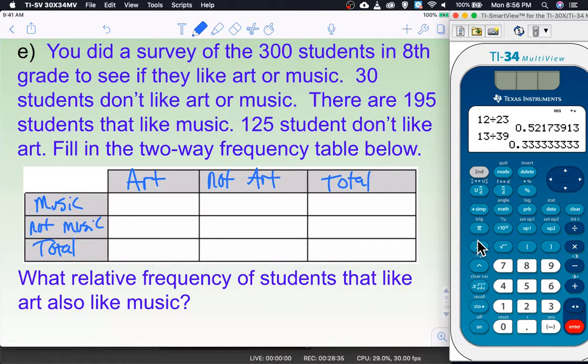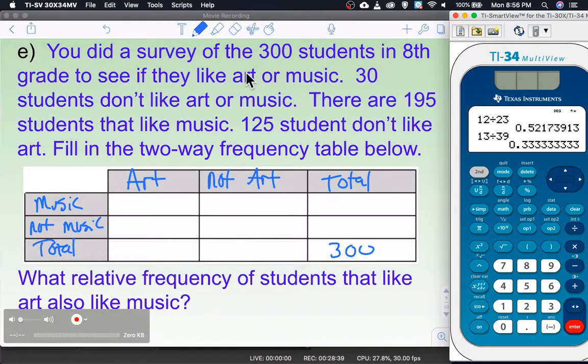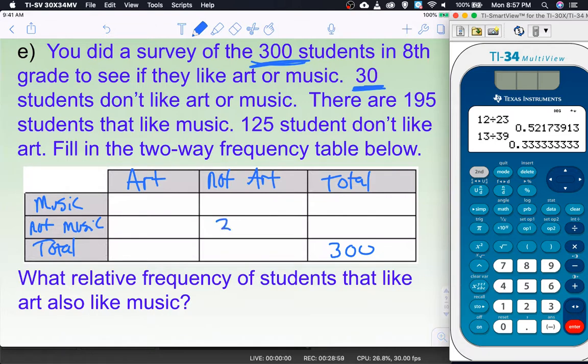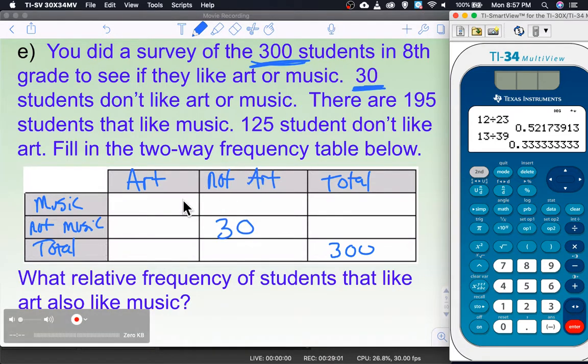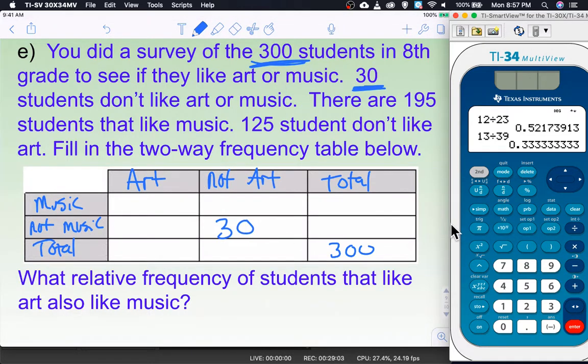So things I know: there are 300 total people in this survey. You did a survey of 300 students. That is my total. The total of everybody is 300. I know 30 students don't like art or music. So I'm going to put a 30 where the students don't like art and don't like music. That's right here in the center. Not art, not music, 30 kids.